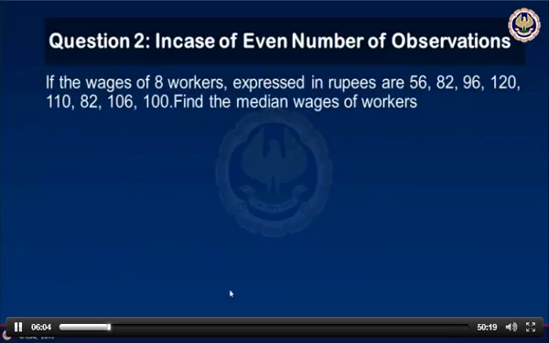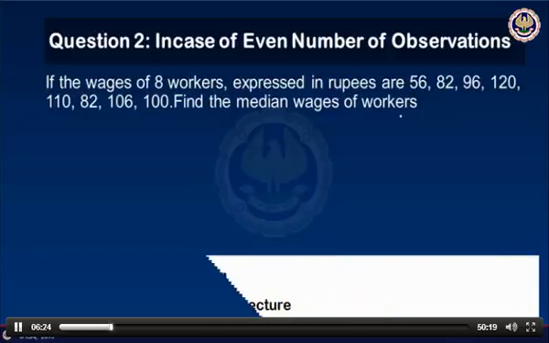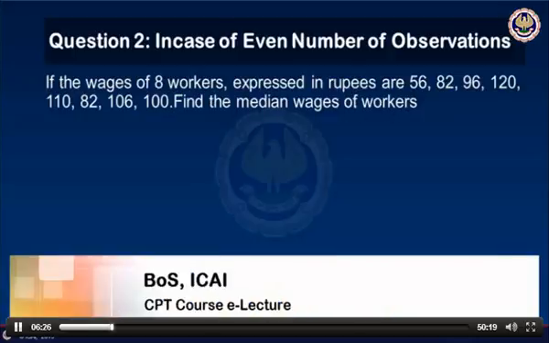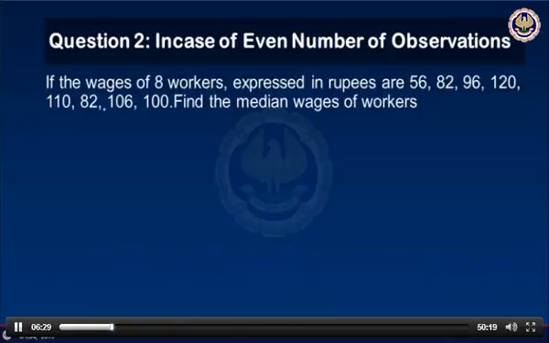Friends, in this example, we are going to discuss the median in the case of an even number of observations. Let us look at the example. If the wages of 8 workers expressed in rupees are 56, 82, 96, 120, 110, 82, 106, 100, find the median wages of workers. Now, the given number of observations is 8, that is an even number of observations. Let us look at the solution.